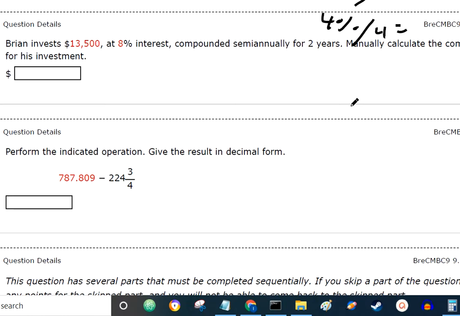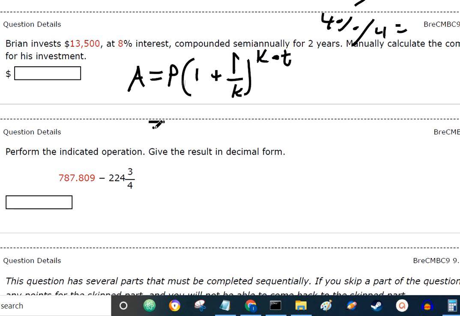Question 12, Brian invests $13,500 at 8% interest, compounded semi-annually. So we're supposed to find the compound amount, which is, in other words, the future value. How much money do they have at the end if they park this and let it collect interest? To do that, we need the compound interest formula. You might see different letters, but they should all be the same thing, the compound interest formula. That's K times T in the top there, right?